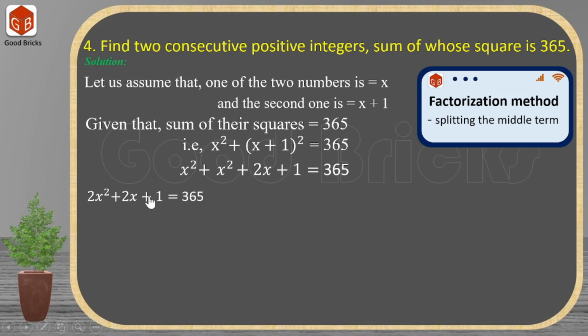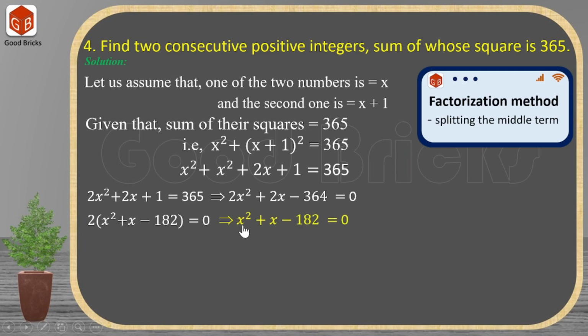Let us transpose this 365 towards the left side. So then you can write 2x square plus 2x minus 364 is equal to 0. And when you look at this equation, all these are even numbers. So you can take 2 common from this equation. When you take 2 common, you can write 2 of x square plus x minus 182 is equal to 0. Now if you transpose this 2 towards the right side, you can multiply with 0, then it will become 0. After transposing, the equation formed is x square plus x minus 182 is equal to 0.